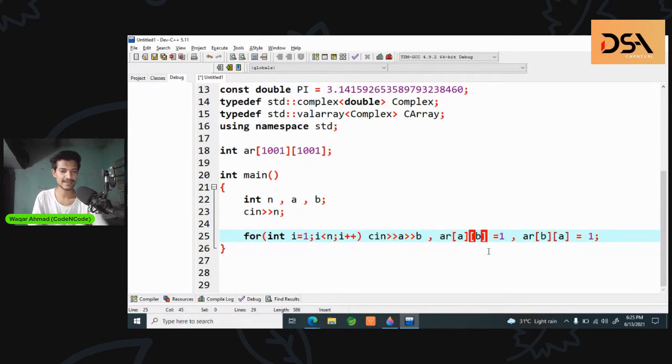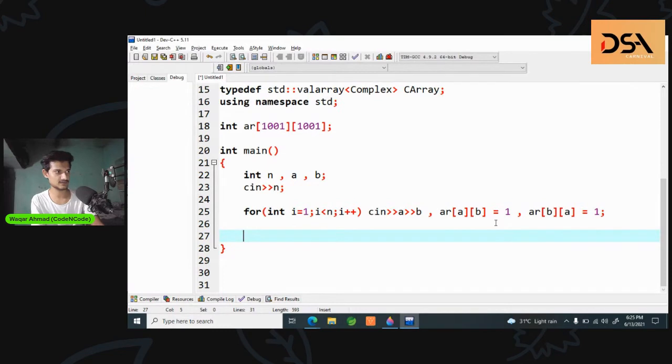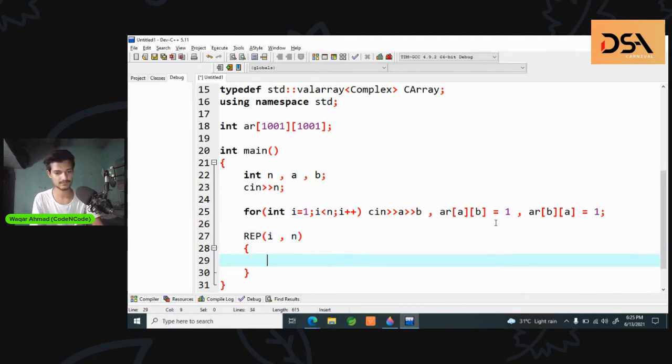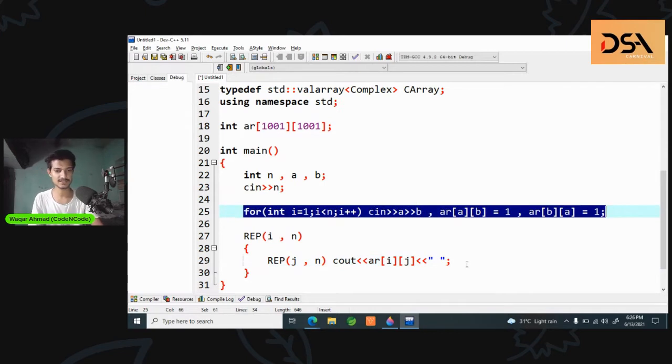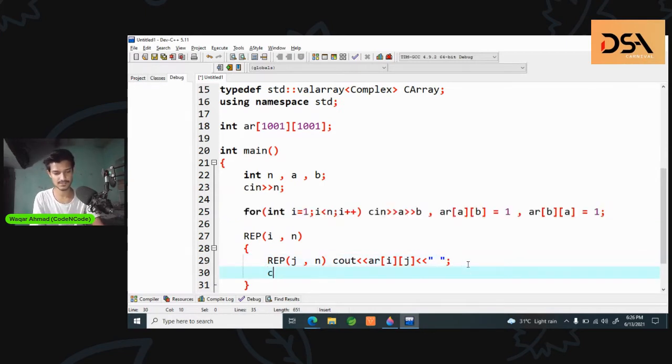So AB is an edge, so cell AB and BA both should be 1, and that is exactly what we are doing here. So we have taken input, and now our graph is set. Now you can perform algorithms like DFS or BFS on this graph. For now, let's just simply print it. This is a for loop that runs from 1 to n. For now, I'm printing only, and I was showing you that this is the only line that you have to write to read and create the graph. Let's see the output.